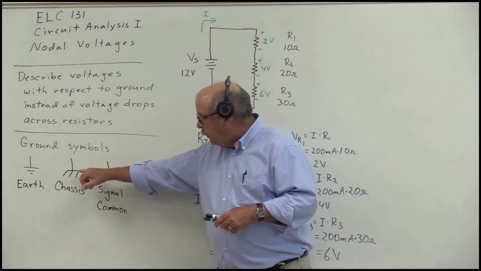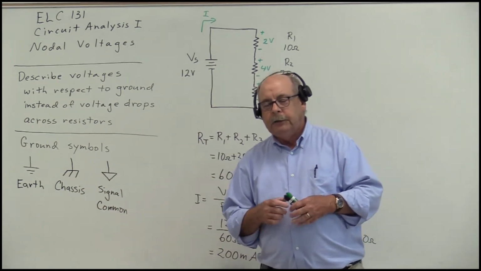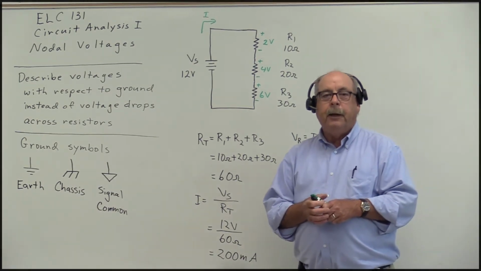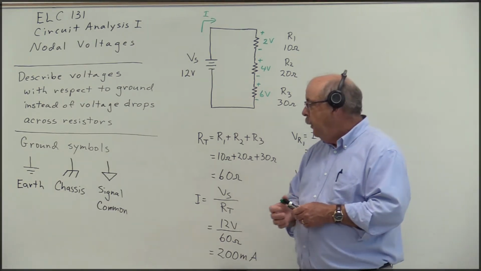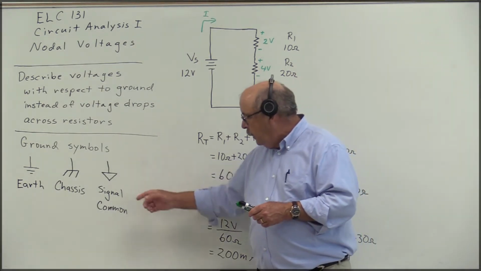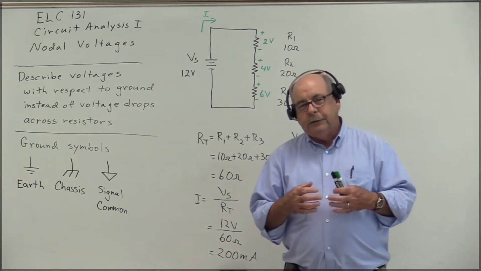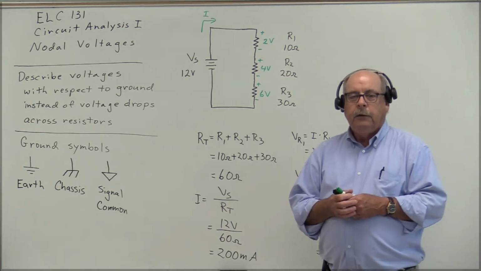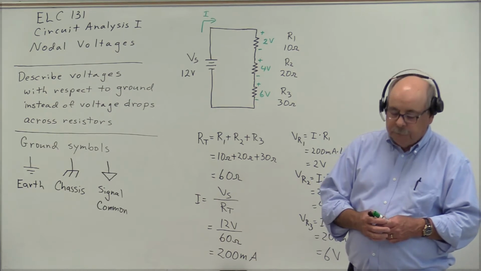We also have a schematic symbol used to represent a chassis ground. And this simply tells us that this point in the circuit is connected to the metal chassis of the piece of equipment. And we also have a schematic symbol to represent a signal common. This is just, again, a point in the circuit that's common with respect to some signal or some voltage.